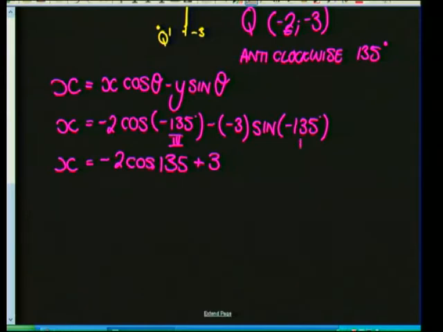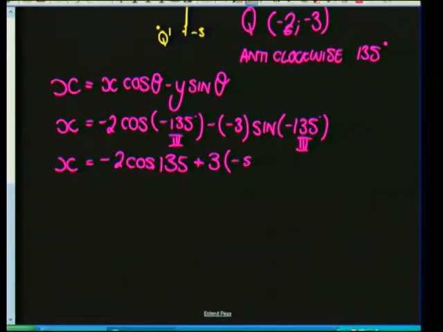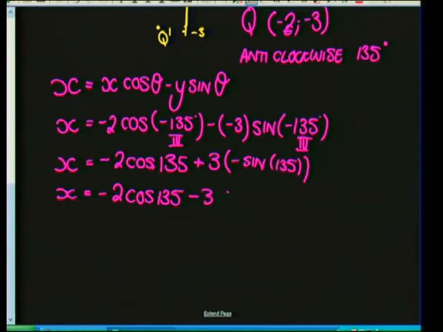And then sine of negative 135, once again, quadrant 4 would imply that sine is negative. So therefore, I'm actually working with a negative sine 135. Okay, let's tidy that up just for a second. So therefore, I've got -2 cos 135. My -3 times the positive 3, times the negative sine is going to give us -3 sine 135.